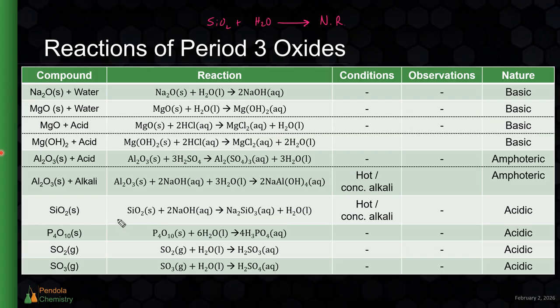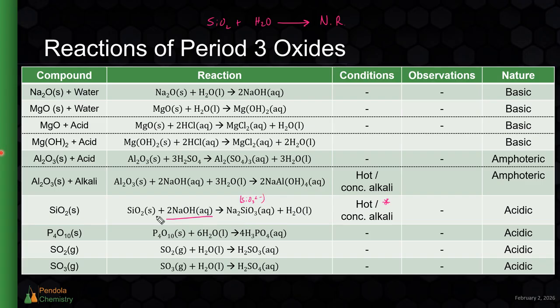However, it does react with an alkali, with something like sodium hydroxide or potassium hydroxide. And again, just like the aluminum oxide, this needs to be hot, it needs to be heated up, and it needs to be concentrated alkali. When it does this, it is going to create the SiO3 ion. So SiO3 will be the SiO3 2- ion.